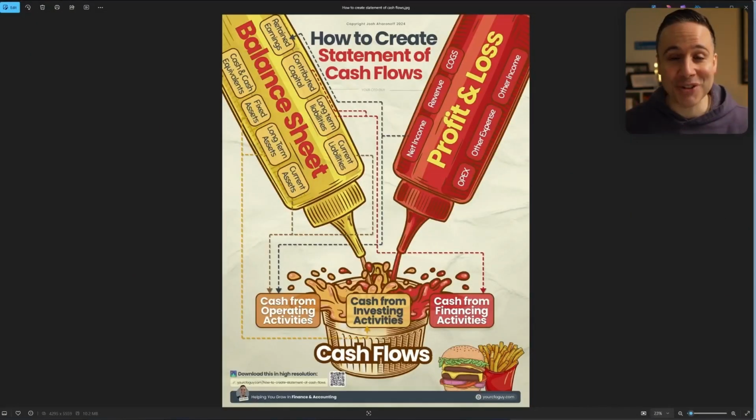Welcome back. In this section, we're going to dedicate all of these lessons to helping you understand the details behind how a statement of cash flows is created. And as you'll soon see, you really only need two ingredients to create a statement of cash flows under the indirect method: your balance sheet and your profit and loss. And it's through collecting the information from your profit and loss and the net changes in your balance sheet that we'll be able to get our cash flows.